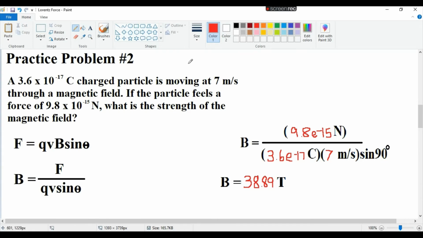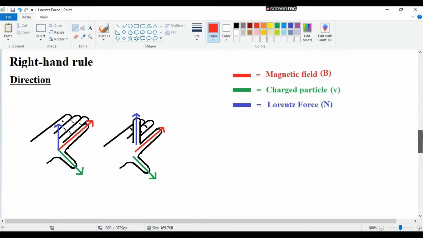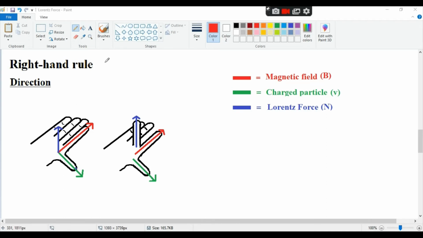Alrighty, then we're going to move on to some practice problems after we discuss the right-hand rule. So the right-hand rule gives us the direction of the Lorentz force. And this is important because the numbers we were calculating beforehand were the magnitude of the Lorentz force, but they weren't telling us which direction that particle was being pushed.